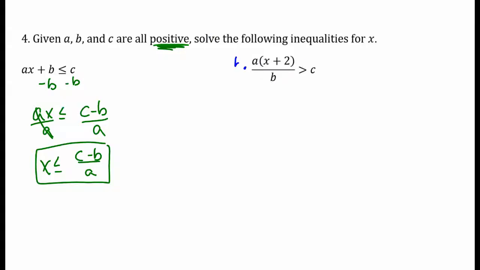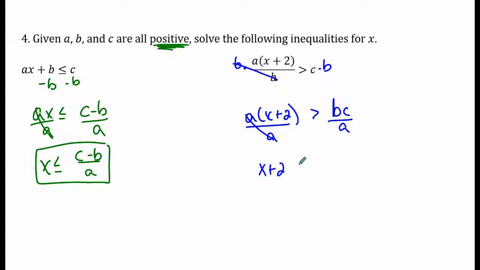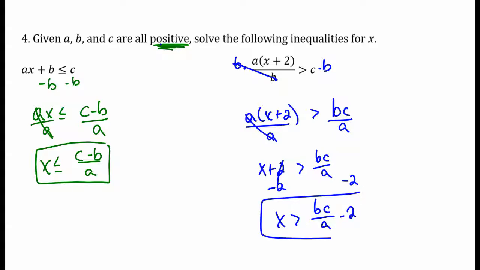I see this fraction, so let's multiply by b. ax plus 2 is bigger than bc, b times c. And again, I multiplied there, but it was positive, so I don't need to change any signs. I'm going to divide by a at this point. I know some of you probably distributed, but I'm going to divide by a. Again, positive, don't need to worry. Subtract 2, x is bigger than bc all over a minus 2. I didn't need to change any signs because a and b were both positive.